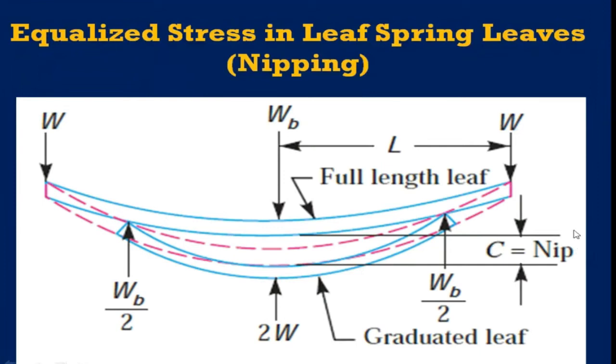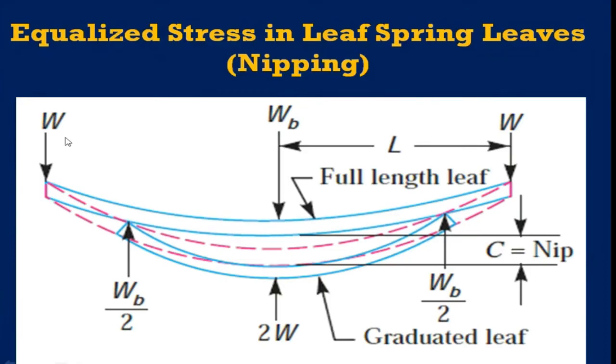This gap is known as nip and it is denoted with C. The gap between the full length leaf and the graduated leaf at the center of the leaf is known as nip, and this nip is denoted with the capital C. This is different from our previous helical spring terminology, spring index. So, here in the leaf springs, capital C is nothing but a nip.